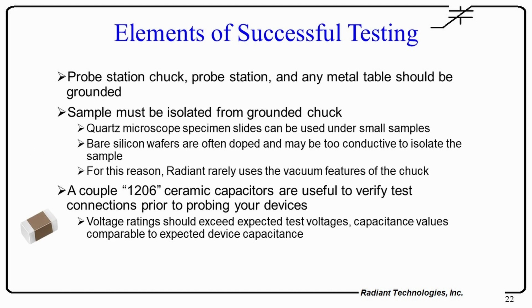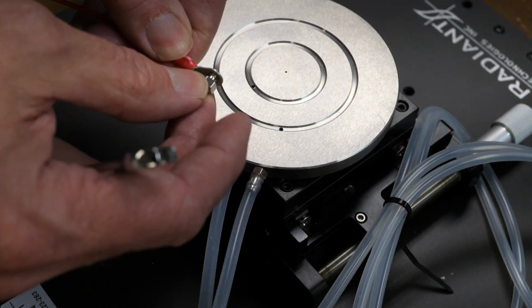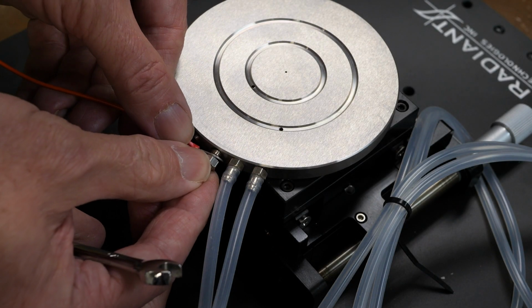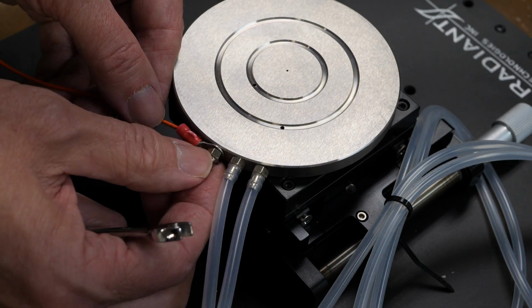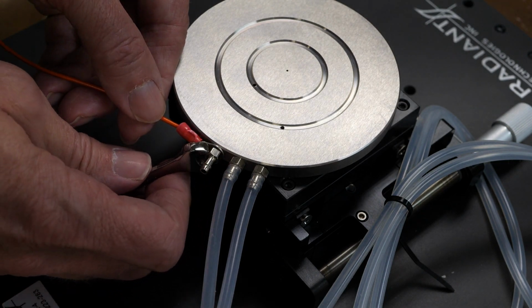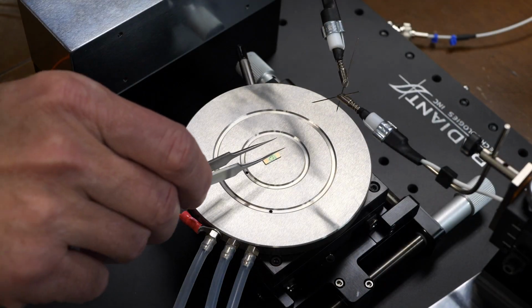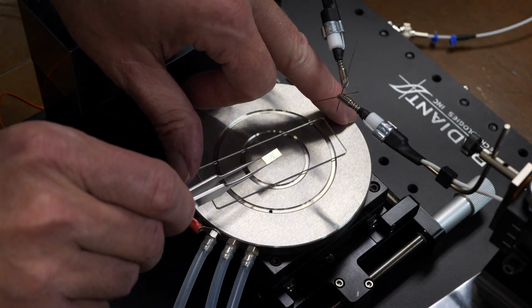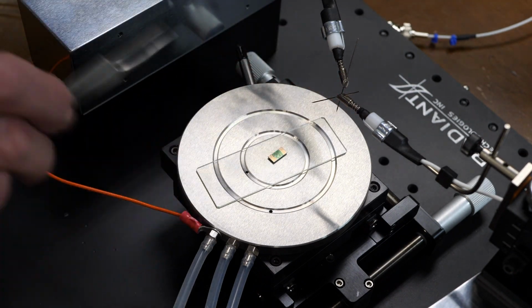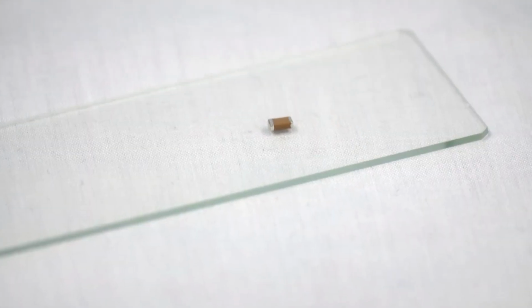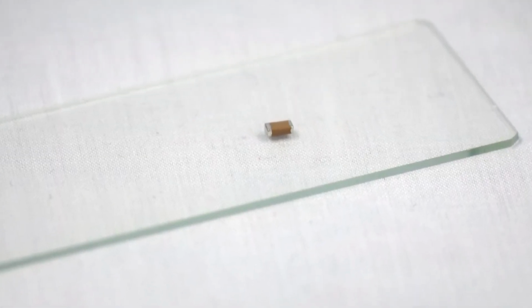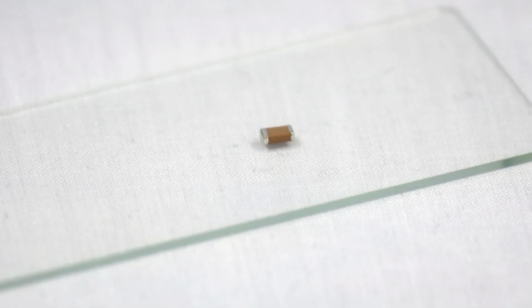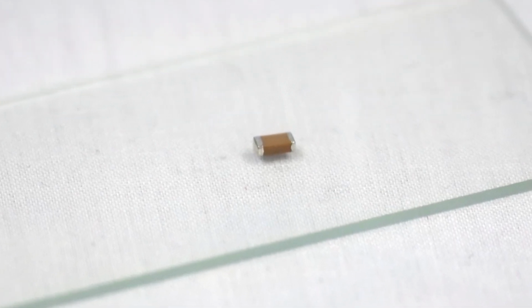With the noise floor out of the way, there are a few more considerations for successful testing. Ensure that any probe station chuck, probe station, or metal table are grounded. Samples must also be isolated from a grounded chuck. To verify test connections prior to probing your devices, we provide 1206 ceramic capacitors on which you can perform initial testing.